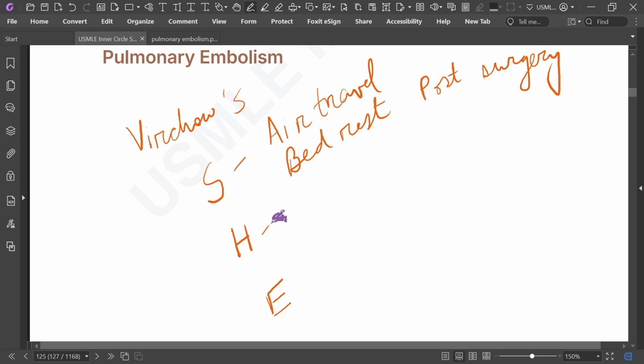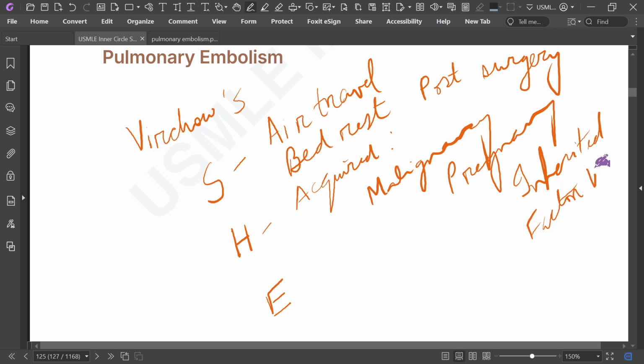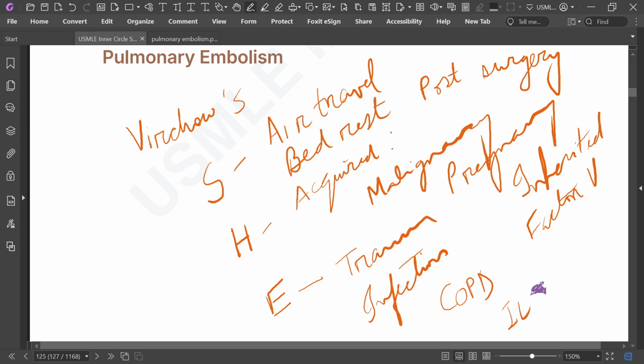Then hypercoagulable state, like acquired conditions such as malignancy and pregnancy, and inherited conditions such as factor 5 Leiden. And endothelial damage is due to trauma, infection, and chronic inflammation like COPD and interstitial lung disease.